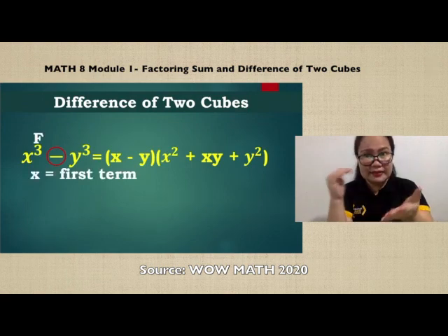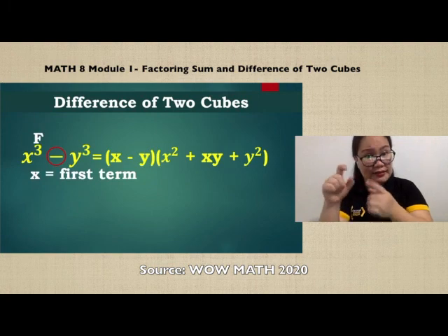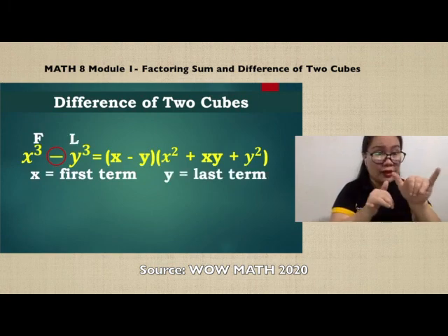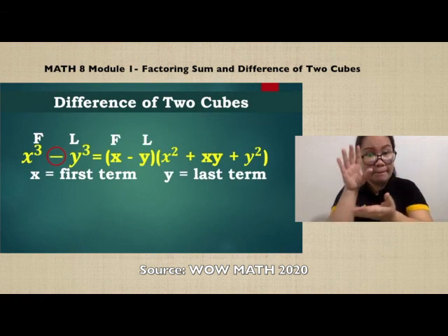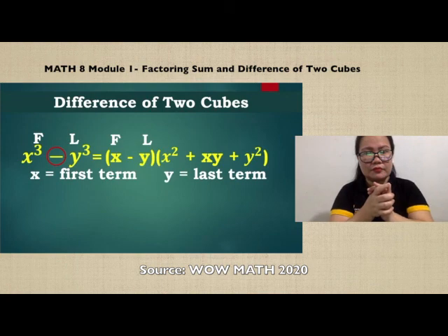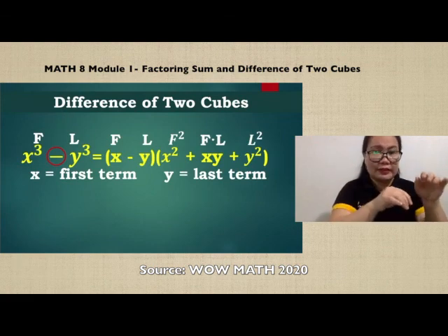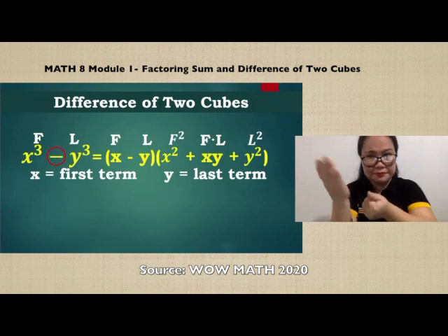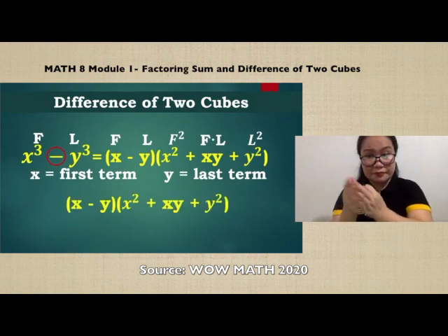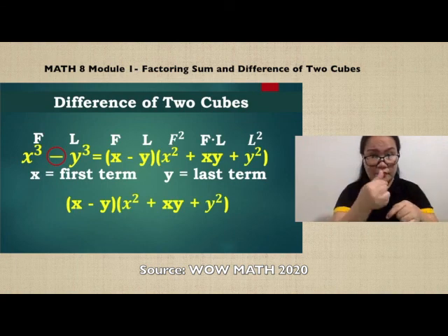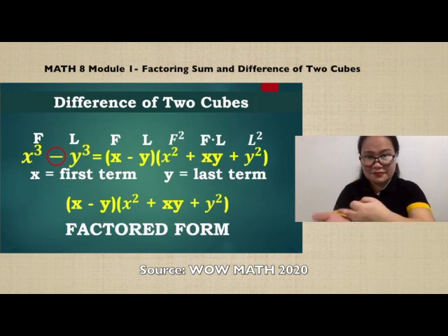Okay? So, again, ganun ulit. This is our first term, yung x. Y, yan ang ating last term. And then, ganun ulit. Just copy the first and last term for your first product, binomial. And then, square natin yung first term, multiply natin yung first and last term, and then square ulit natin yung last term. Okay, you just have to follow this format or form. Okay, so we now have the factored form x minus y times x squared plus xy plus y squared. So, this is our factored form.